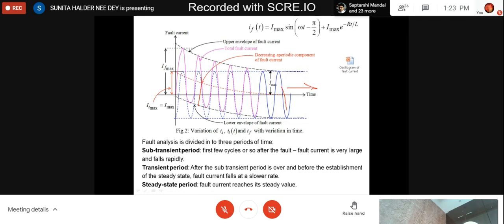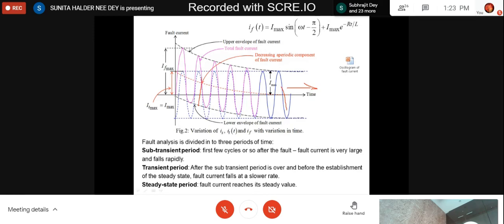So from here we can decide that if we want to disconnect the circuit at the early stage of fault occurrence, from the power system protection point of view, obviously it is better that whenever there is a fault we should disconnect it. But we have to face very high current if we want to disconnect it in the sub-transient period. So from the protection point of view, it is better to make the protection system economic by disconnecting during the transient and steady state period.